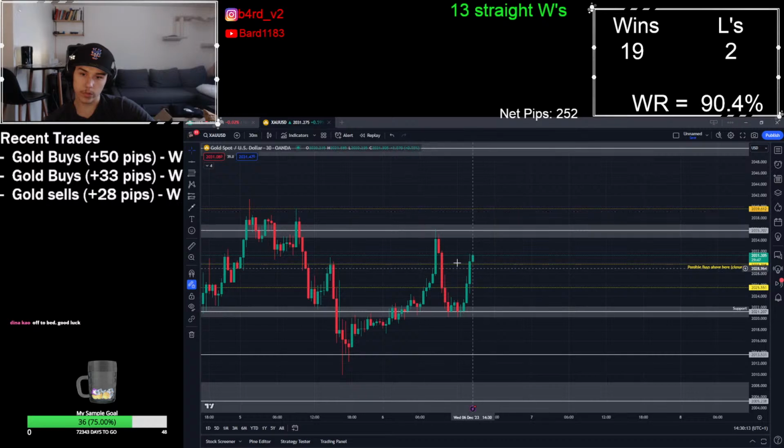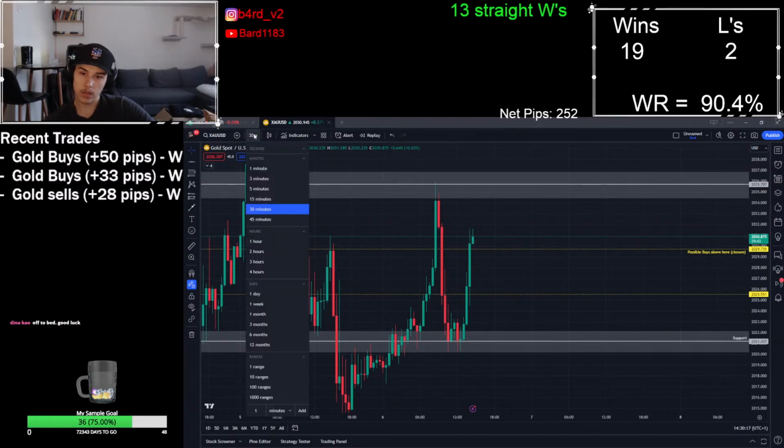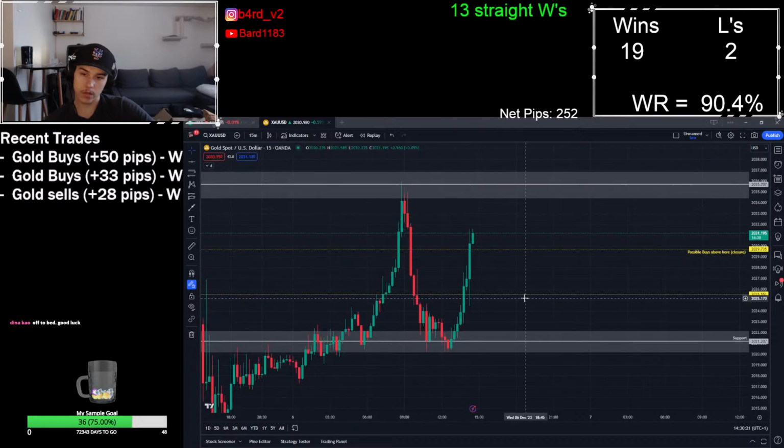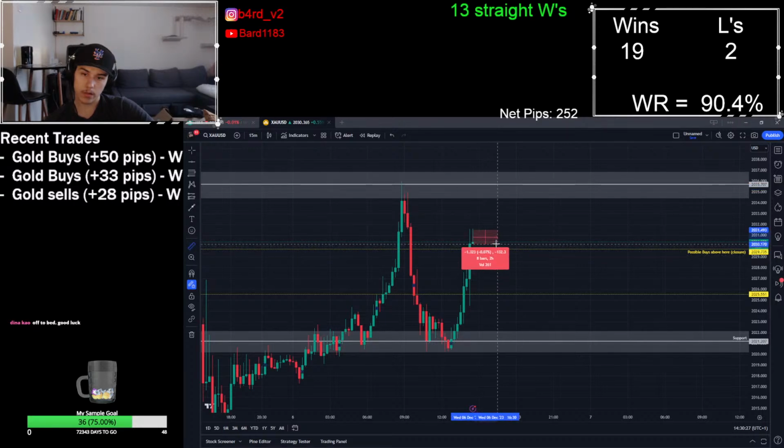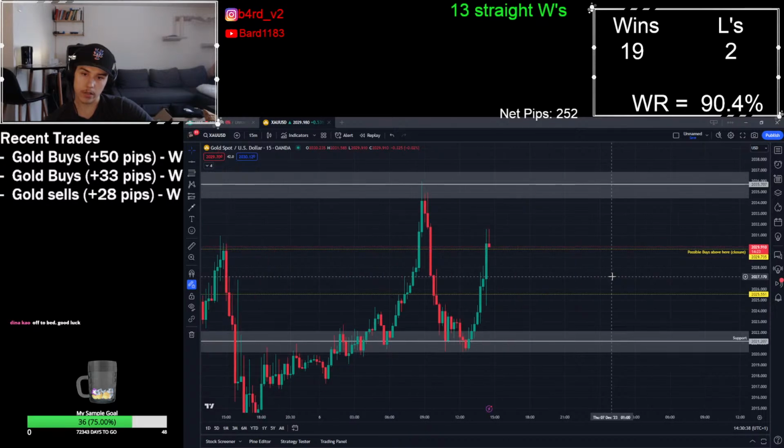Alright, we closed above, but we did not make a bottom wick first. We made a top wick. We do not have a bottom wick on this candle. Neither do we on the 15. Seems like we are about to make a bottom wick now, though. Yeah, that is the bottom wick, guys.